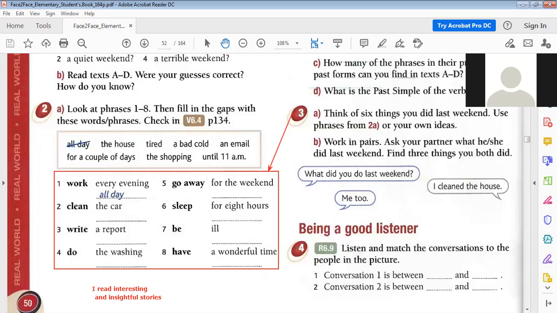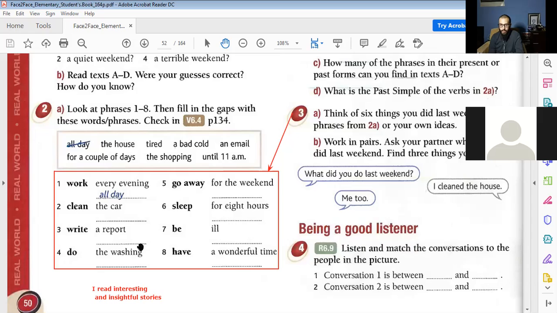That's very nice. So, of course, you can talk about your weekend using many verbs. You can say, I read a story, I read a novel, I watched a movie, I met my friends. You can use so many different verbs to talk about the activities you did at the weekend.